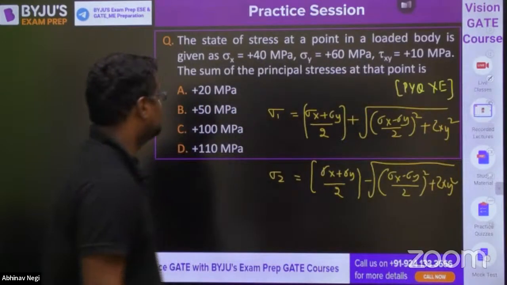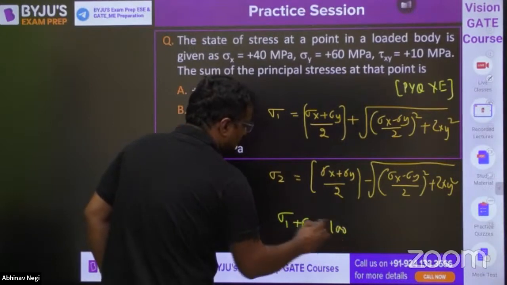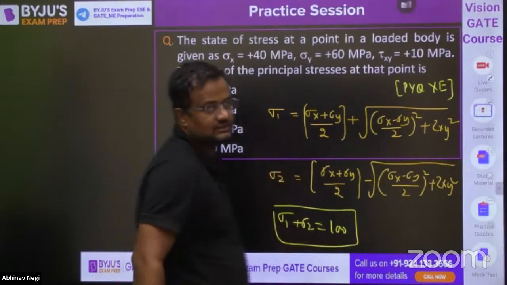And then what is asked? The sum of principal stresses. You can find sigma 1 plus sigma 2. It will be coming as 100. One long method is this.